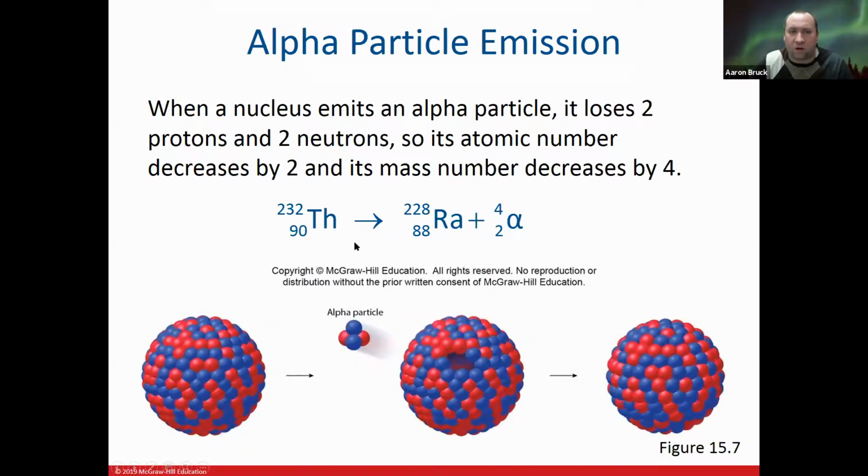So let's look a little bit more closely at alpha particles. When a nucleus emits an alpha particle, it's going to lose 2 protons and 2 neutrons. And so in total, its atomic number is going to decrease by 2, and its mass number is going to decrease by 4. So when thorium undergoes an alpha decay, we take 4 off the top. 232 minus 4 is 228. We take 2 off the bottom. 90 minus 2 is 88 for that. And I would identify radium as element number 88 by consulting a periodic table.